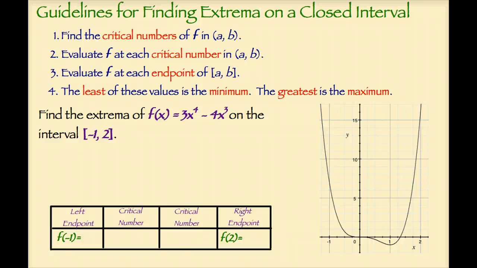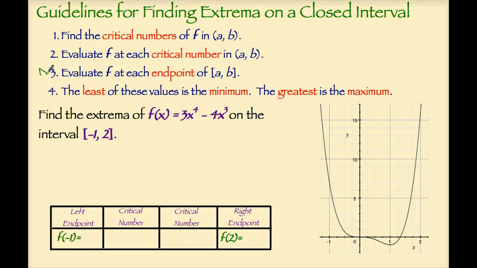Here we have guidelines for finding extrema on a closed interval. First, find the critical numbers of the function in your interval. That means we'll take the derivative of the function, set it equal to 0, and also see where the derivative is undefined. The numbers that are generated there will be our critical numbers. Then we'll evaluate our function at each critical number. So the numbers we found which have a slope of 0 or which have an undefined slope, we will plug those back into the original function to see what the y values are.